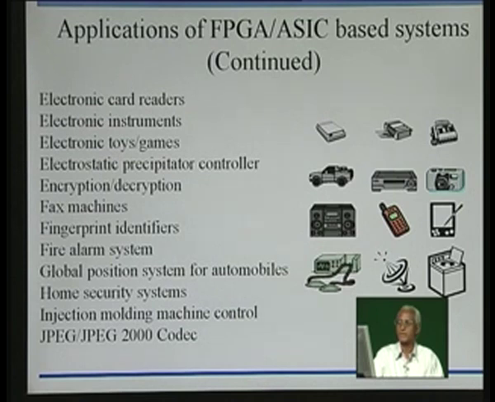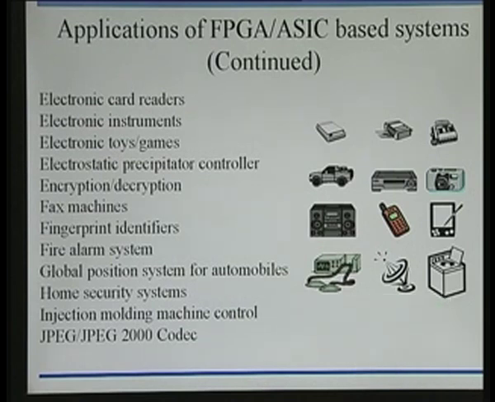Then you have electronic card readers. It's basically an identity card, and you have innumerable electronic instruments, for example voltage, current, etc., like a DMM that you use. And once again all this would call for different chips to be designed, be it FPGA or ASIC, and you have electronic toys, games. There also lots of scope is there for you to develop such controllers.